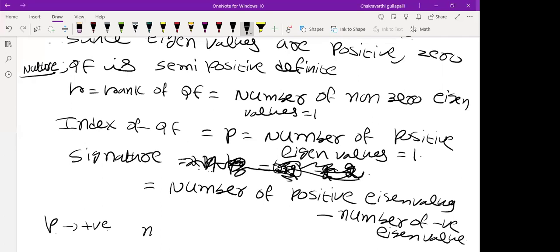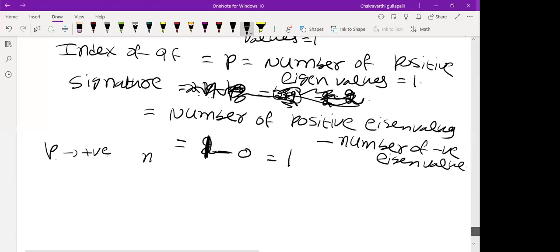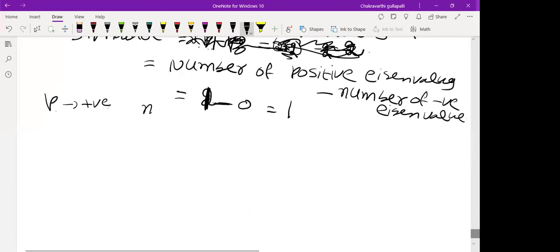Number of positive minus number of negative. How many positive are there? Only 1. 1 positive, no negative, so the answer is 1. Please correct it, don't use that. Number of positive minus number of negative. How many negative? No negative, so 0. Only one positive. 1 minus 0 is 1. Okay, so directly use this signature. That's all for the first question.